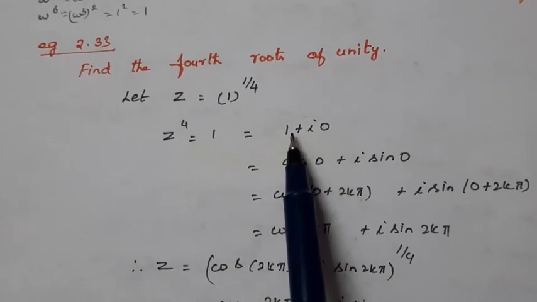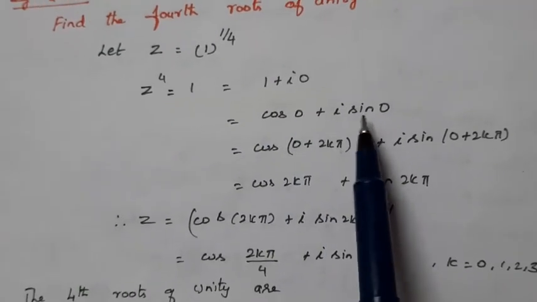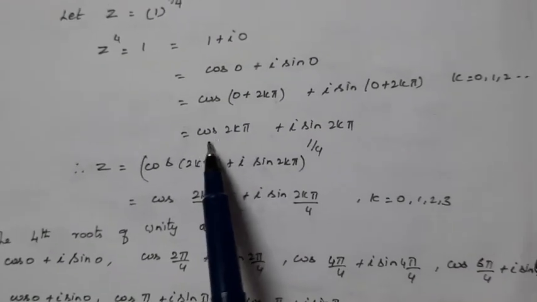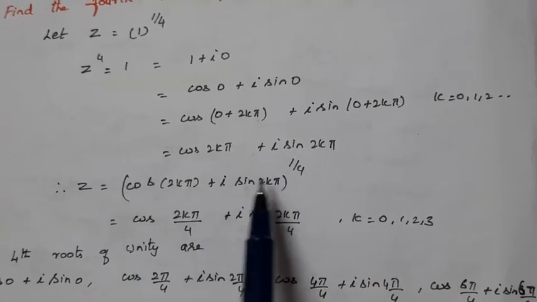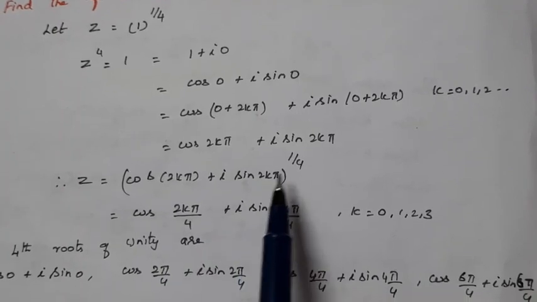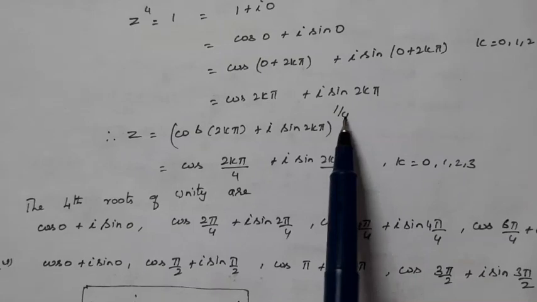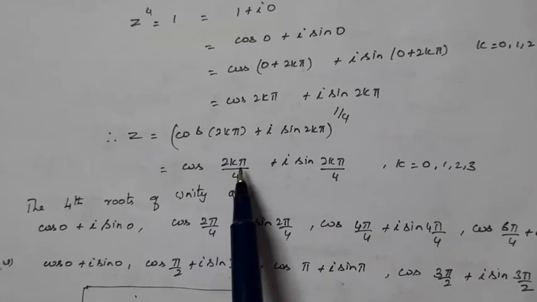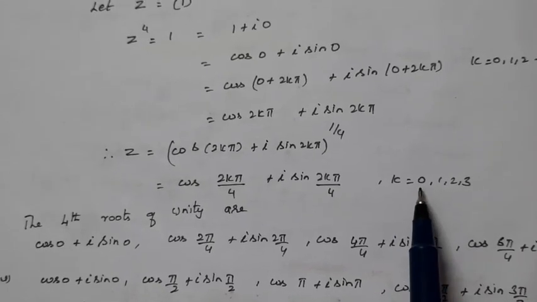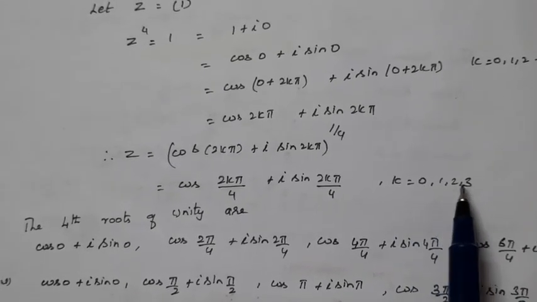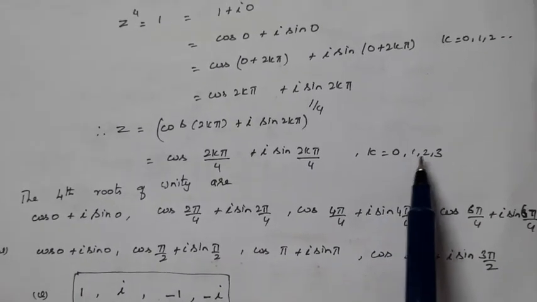As usual, it can be expressed as 1 plus i0. 1 can be replaced as cos 0 and this 0 as sin 0. And by adding 2k pi, we have cos 2k pi plus i sin 2k pi. Then what would be z? By taking the fourth root, cos 2k pi plus i sin 2k pi the whole power 1 by 4, applying de Moivre's theorem, 1 by 4 is to be multiplied. So it will become cos 2k pi by 4 plus i sin 2k pi by 4, where k is restricted to 4 values: 0, 1, 2 and 3. Power 4 means only 4 values, starting from 0: 0, 1, 2, 3.